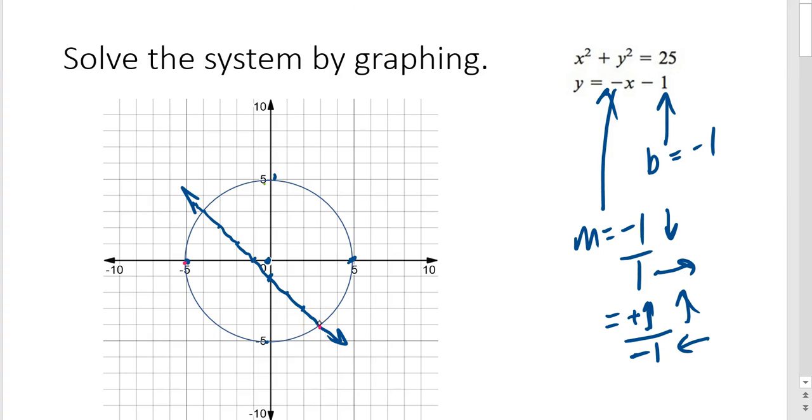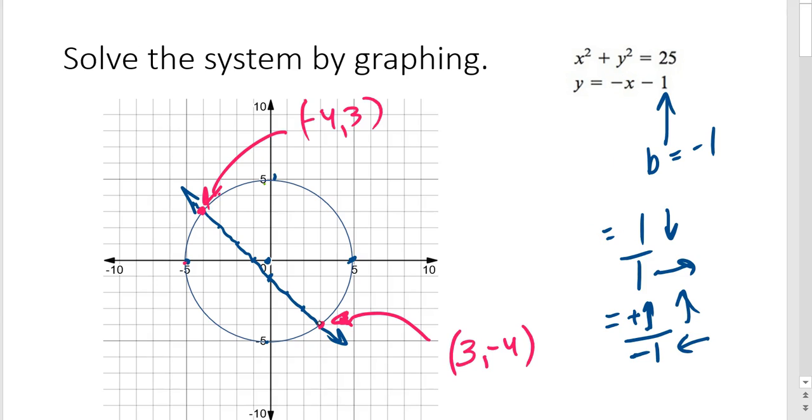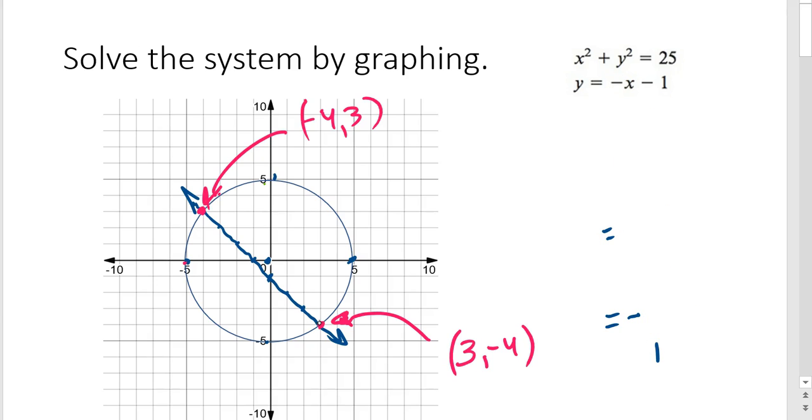We know that our solution is where they intersect. So I'll have two solutions. I'll have a solution at (3, -4), and I'll have a solution at (-4, 3). And I could check that by putting both those points into my equation.